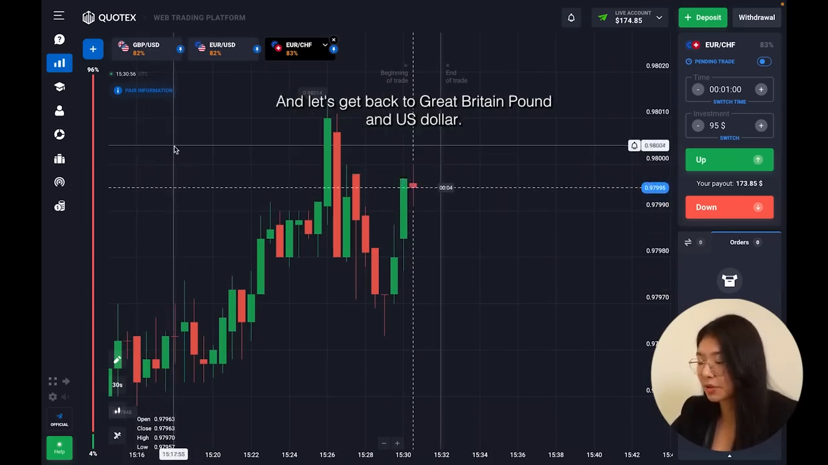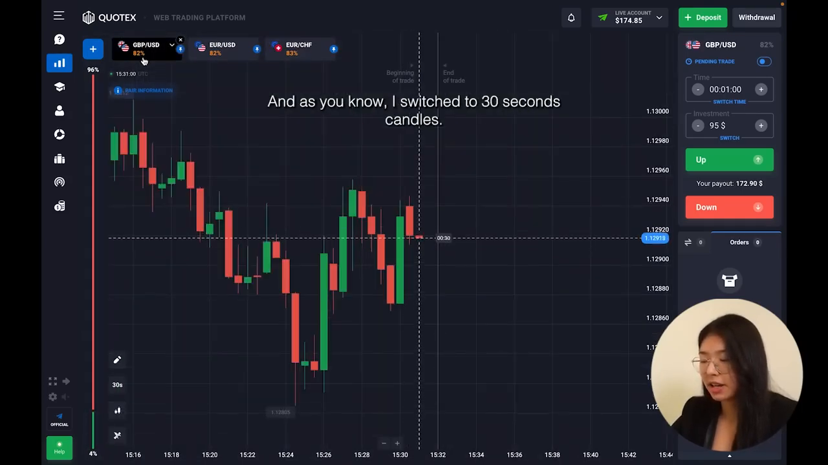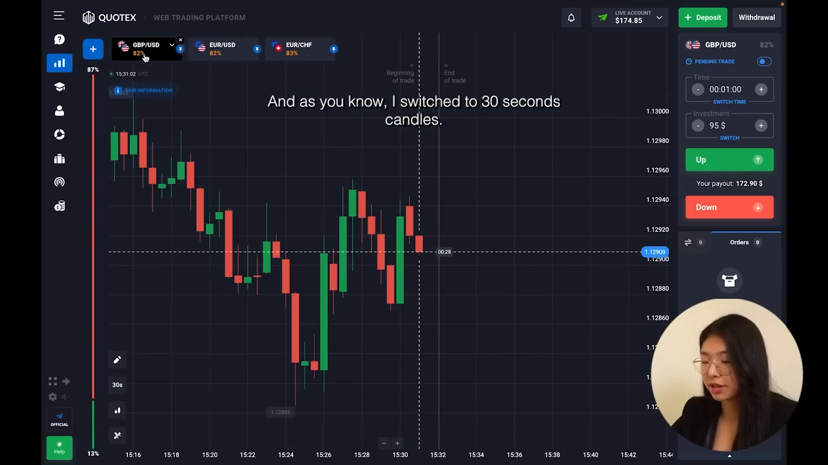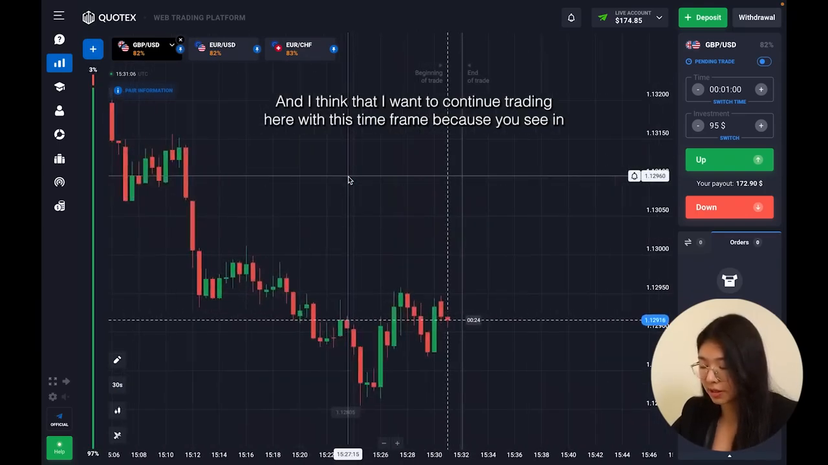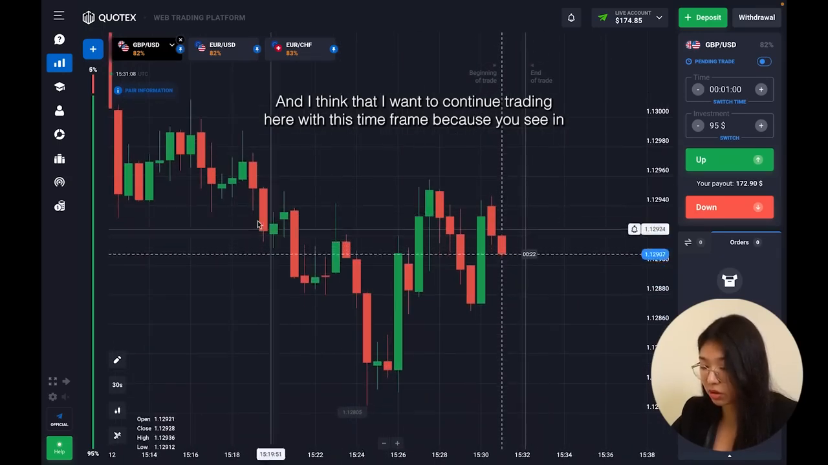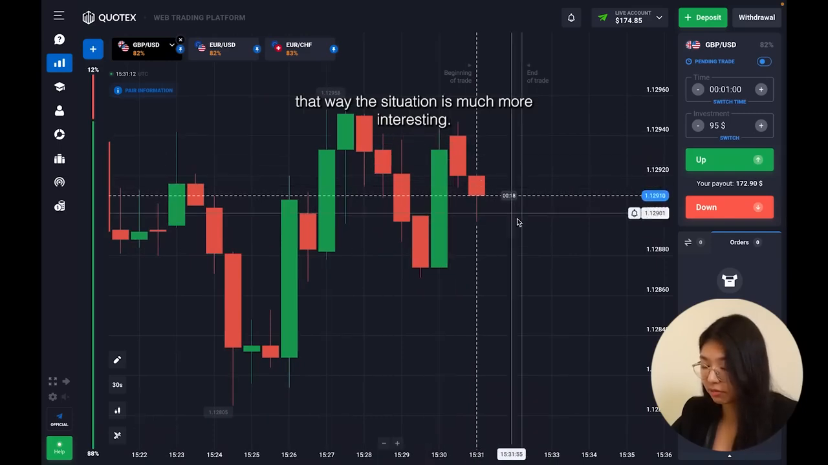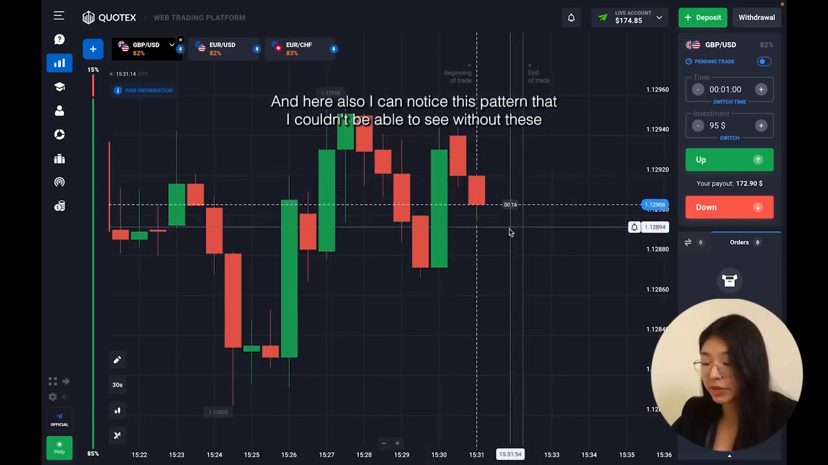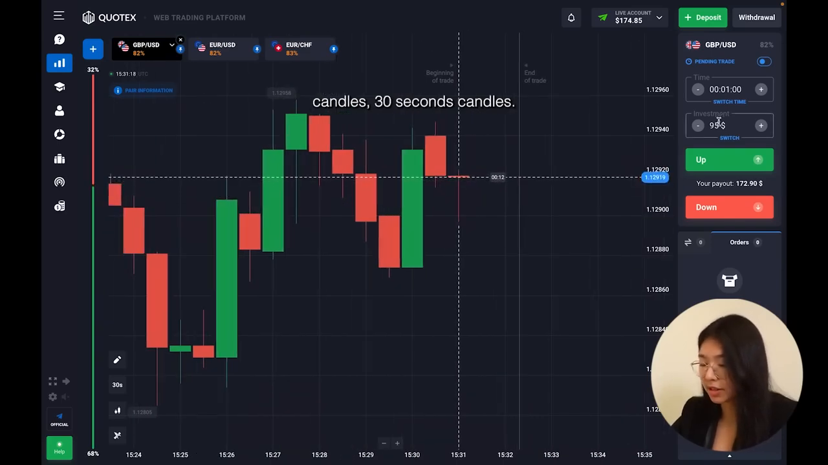We just need to follow the rules of technical analysis, and let's get back to Great Britain pound and US dollar. We haven't traded here yet, and as you know, I will switch to 30 seconds candles. I feel that I want to continue trading here with this time frame, because you see, in that way the situation is much more interesting. Here also I can notice a pattern that I wouldn't be able to see without these 30 seconds candles.